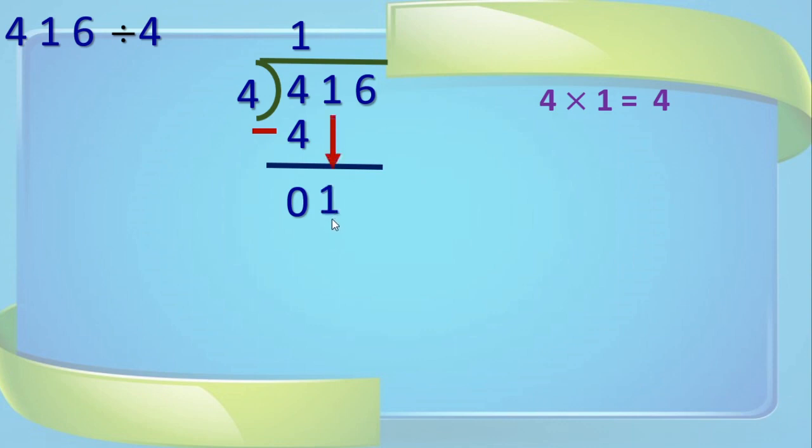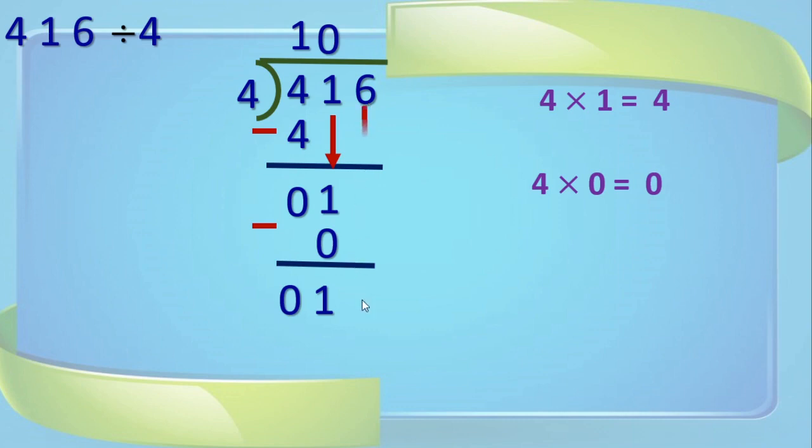Okay, now only 1. 1 is smaller than 4. Can we take 6 down? No, that is wrong, correct? We have to operate with this 1. So what we will do? 4 zeros are 0, correct? And we know that only one time you can take one number. We can't take two numbers together. So 1 minus 0 is equal to 1.